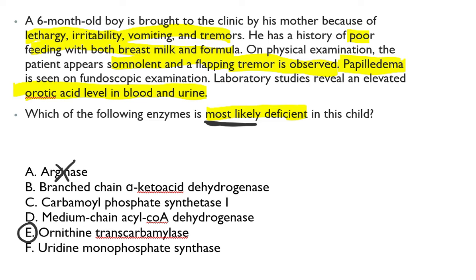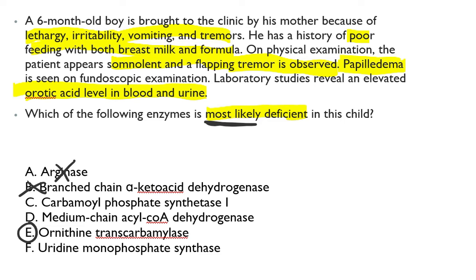B, branched chain alpha keto acid dehydrogenase deficiency. So this is what we see in what's called maple syrup urine disease, and we would also have neurological manifestations here. But the problem with this answer choice is that it wouldn't explain the elevation of orotic acid in the blood and urine. Additionally, kind of a clue for this is sweet or syrupy smelling urine.